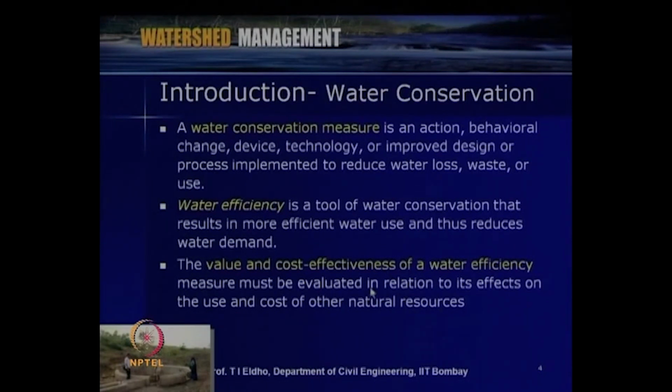So, the value and cost effectiveness of water efficiency measures must be evaluated in relation to its effects on the use and cost of other natural resources. So, even when we look into water conservation, of course, most of the time we have to do a benefit cost analysis, and then we have to see the way which we are doing this. I mean, if water is available at a cheap rate, and then we have to put a large amount of money as a capital investment for schemes like drip irrigation, then the benefit cost ratio will be less.